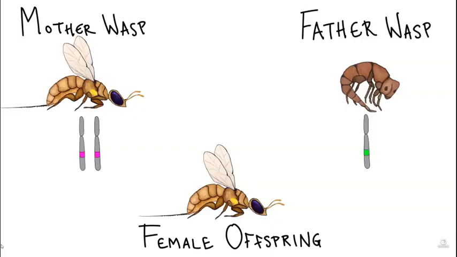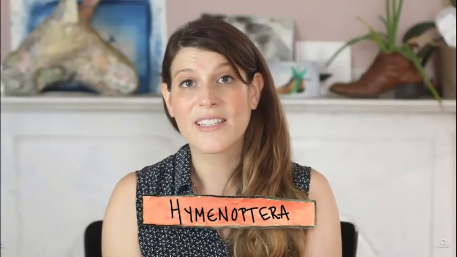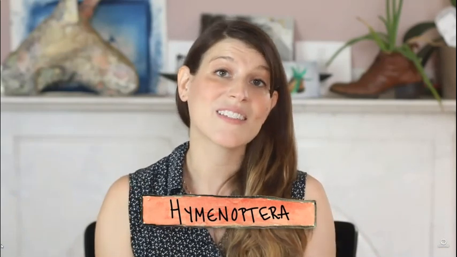Okay, so fig wasps are what are called haplodiploid, which means that their offspring don't necessarily get a set of genes from each parent. The females do. They get a set from both their mom and their dad, but the males only get one set of genes, and it comes from their mother. This is actually true of most members of Hymenoptera, which is the order of insects that includes wasps, bees, and ants.